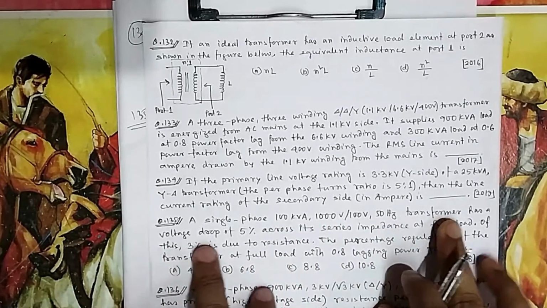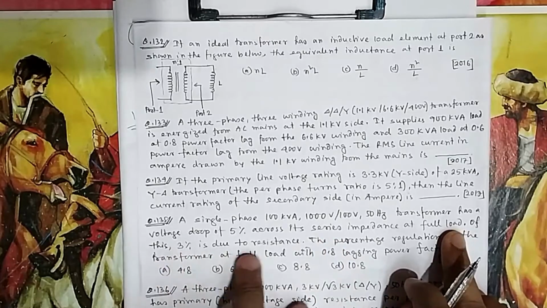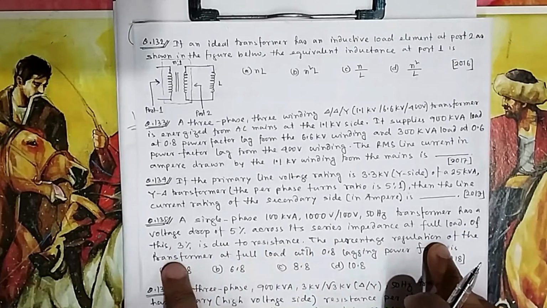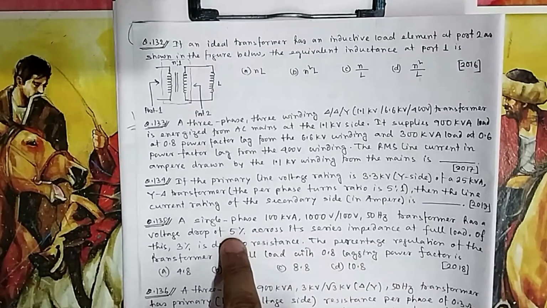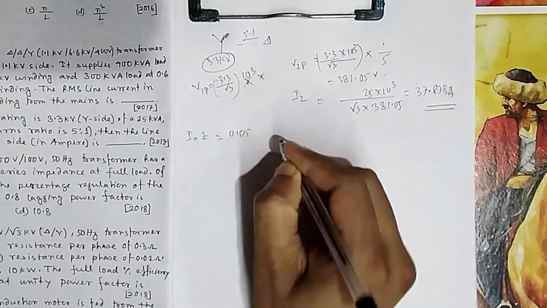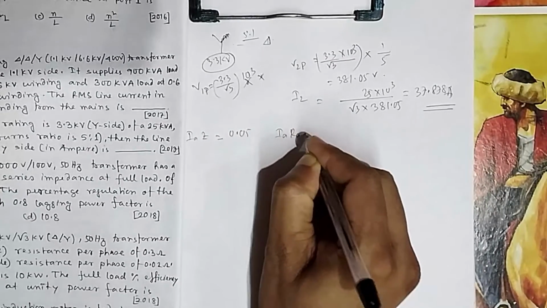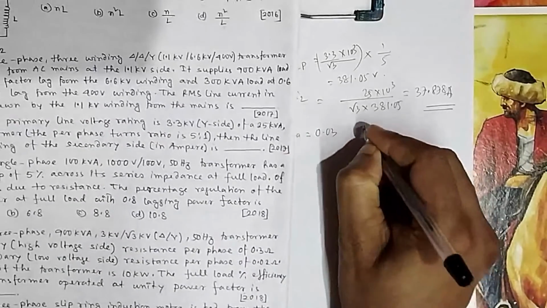Next, if you come to question number 135, a single phase 100 kVA 1000 by 100 volt 50 Hz transformer has a voltage drop of 5% across its series impedance at full load. Of this, 3% is due to resistance. Find the percentage regulation of the transformer at full load at 0.8 power factor lagging. So this drop is given, total IaZ is given in per unit, it is 0.05, and IaRa is given 0.03. So what will be IaX?